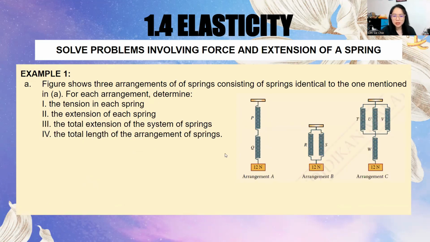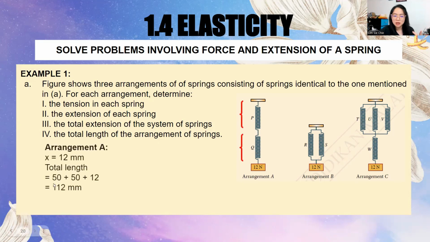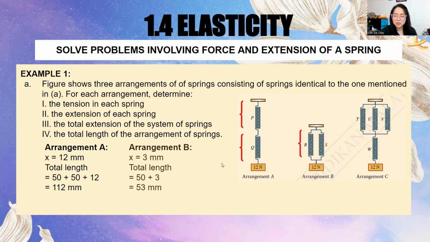Now here, the last one: the total length of the arrangement of the springs. Total length means that you have to include the original length. So I know that P and Q have 12 Newton at 12 millimeter extension plus 50 plus 50. So arrangement A is 50 plus 50 plus 12, 112 millimeter. And then R and S, I have only one plane, so easy. It's only 50 plus 3, which is 53 millimeter.